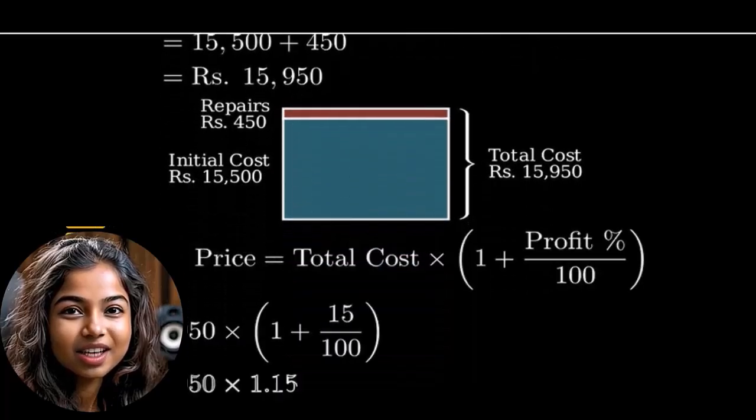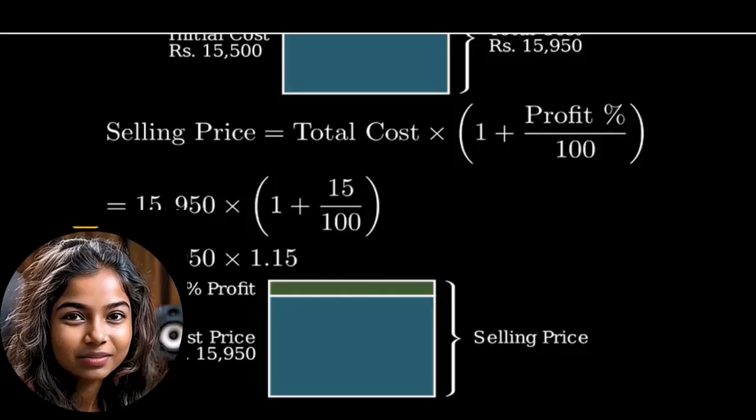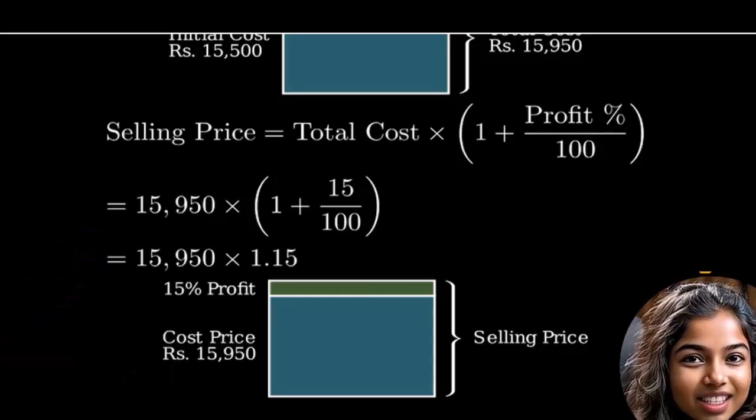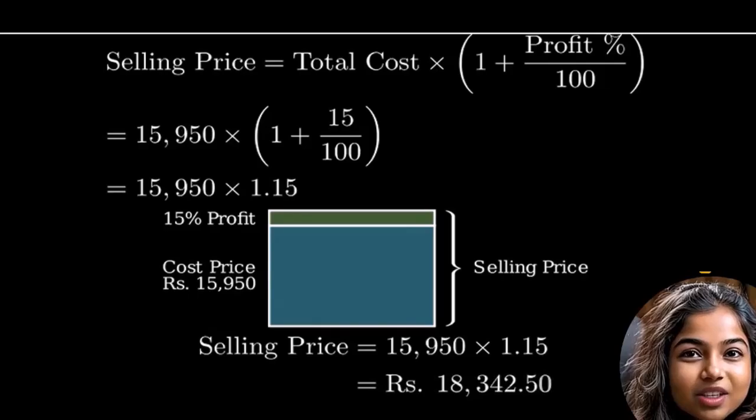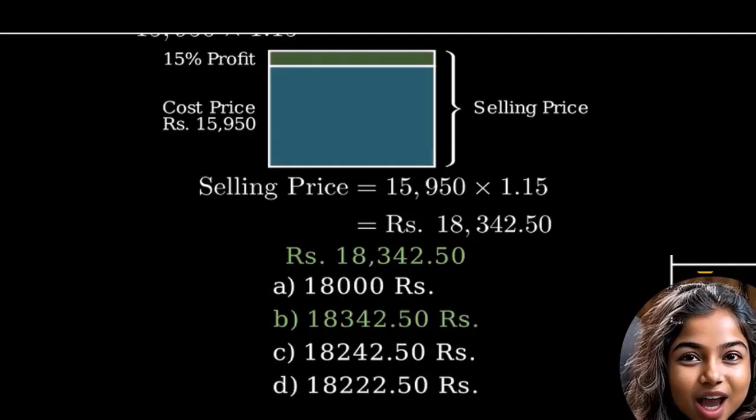Now that we have the total cost of 15,950 rupees, we need to calculate 15% profit on this amount. To find the selling price, we multiply the total cost by 1 plus the profit percentage divided by 100. Let's calculate this out. 15,950 times 1.15 equals 18,342.50 rupees. Therefore, the selling price of the article is 18,342 rupees and 50 paise. Looking at our options, we can see that B, 18,342.50 rupees, is the correct answer.